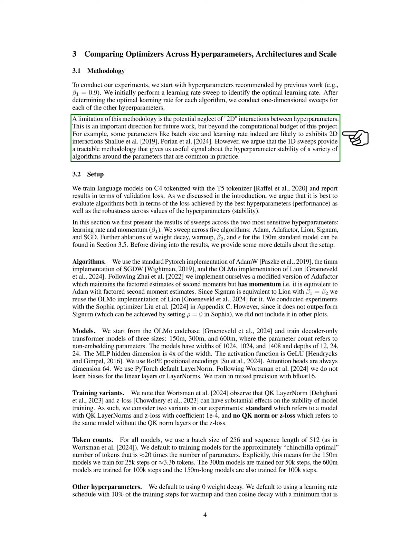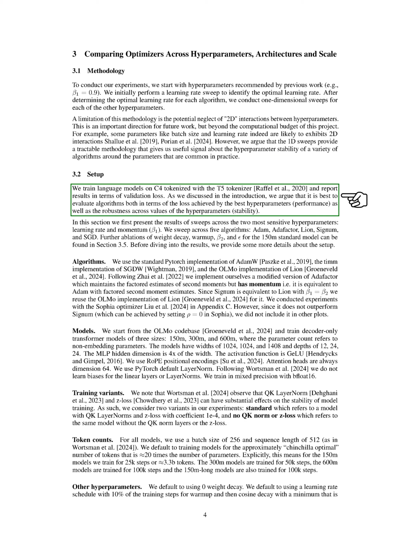However, this approach may overlook interactions between hyperparameters, especially in two-dimensional scenarios. Although exploring these interactions is crucial for future research, it was not feasible within our project's computational constraints. For instance, parameters like batch size and learning rate may exhibit 2D interactions. Despite this limitation, our one-dimensional sweeps offer a practical method to assess hyperparameter stability across various algorithms commonly used in practice. We train language models on C4 tokenized with the T5 tokenizer and evaluate the results based on validation loss.